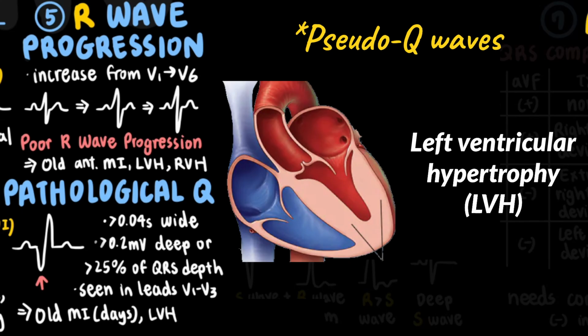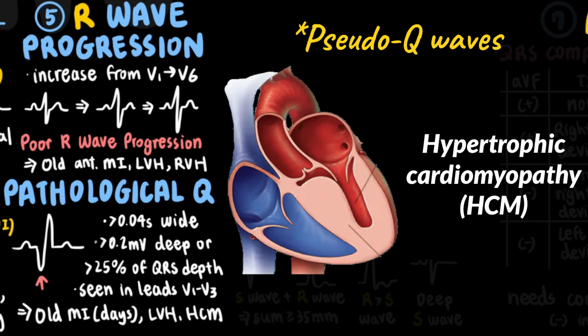In this case, the thickened left ventricle alters depolarization vectors, producing Q waves in the septal leads. Another possibility is hypertrophic cardiomyopathy, or HCM. Here, the abnormally thick septum generates exaggerated early depolarization forces, which can mimic pathological Q waves.